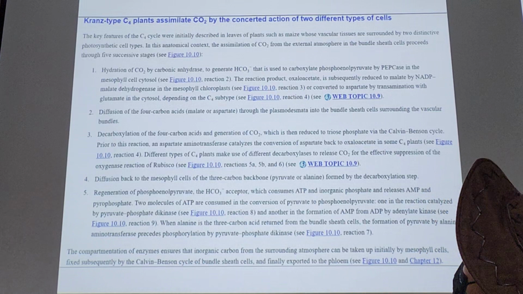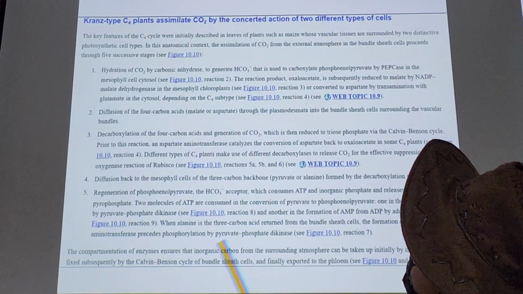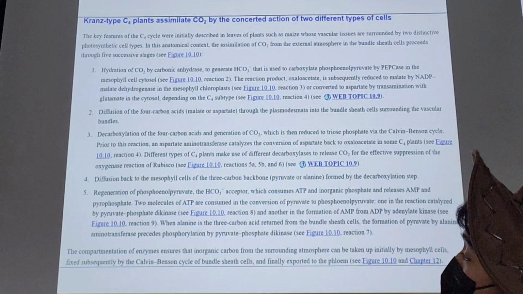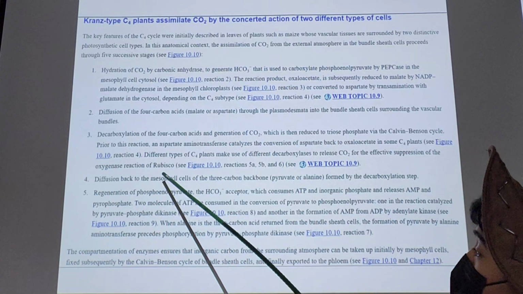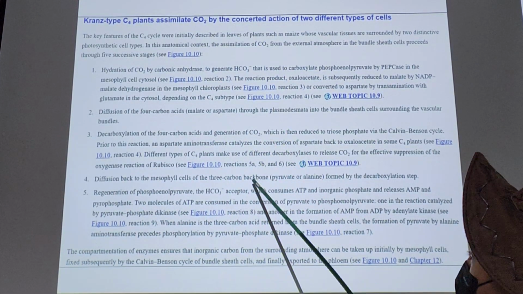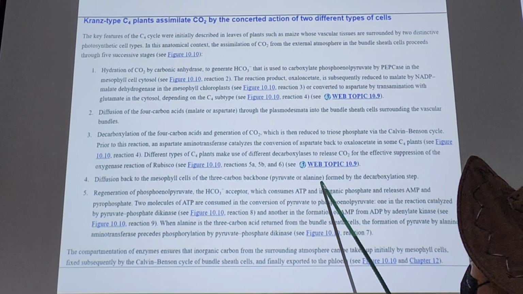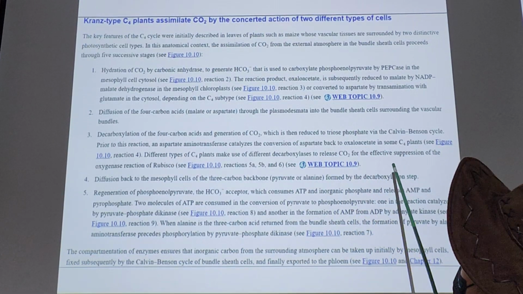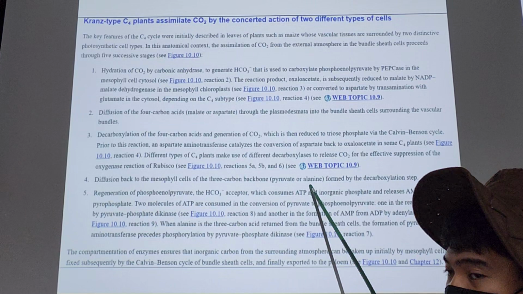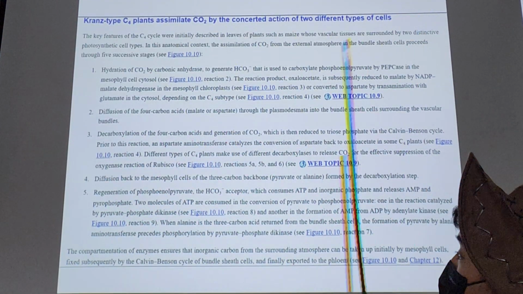Okay. So, number 5. That's a bit important. Numbers 4 and 5: we're talking about the diffusion back to the mesophyll cell after the decarboxylation. The 3-carbon backbone comes back to the mesophyll cell in the form of pyruvate or alanine. This depends on the species as well. However, the nomenclature is based on the enzyme.